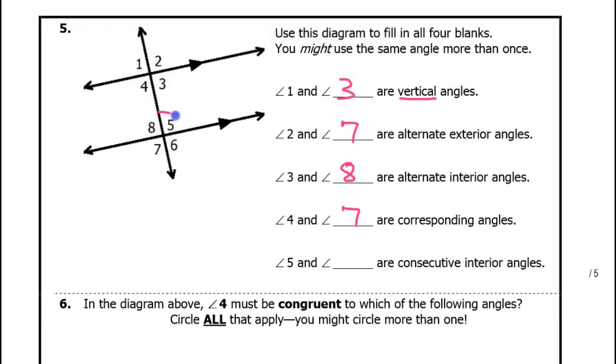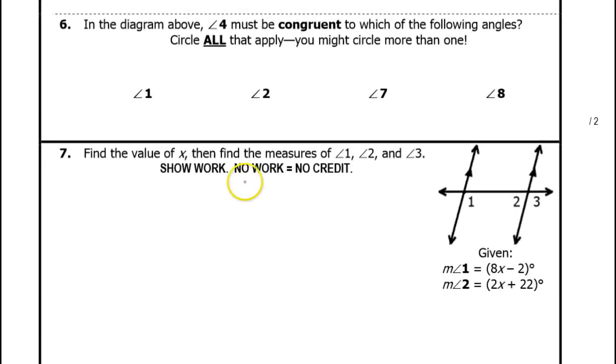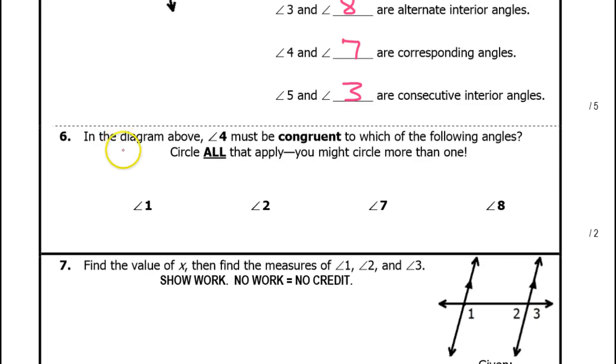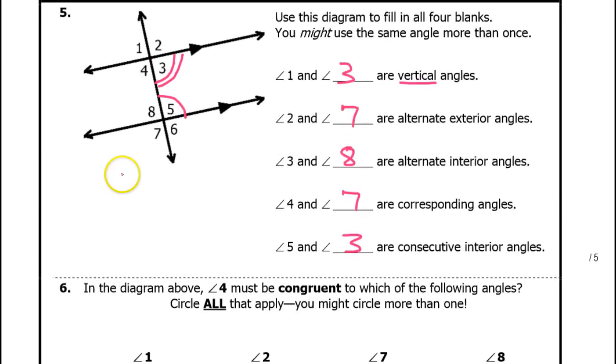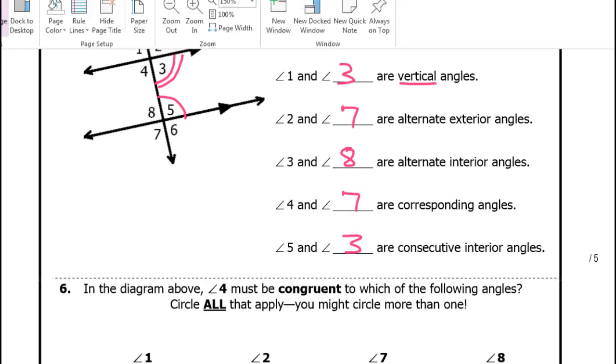Now angle 5 and angle what are consecutive interior? Angle 5 and angle 3. Alright, these are consecutive interior angles. Angle 5 and angle 3. Okay, number 6. Oh, we're still using this diagram up here, so not so fast.